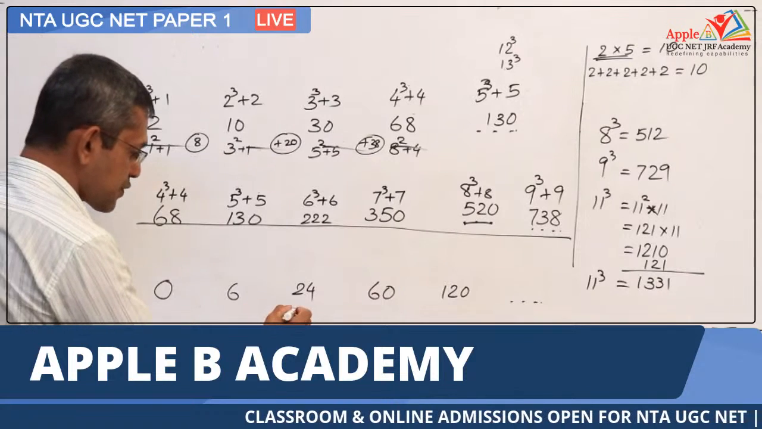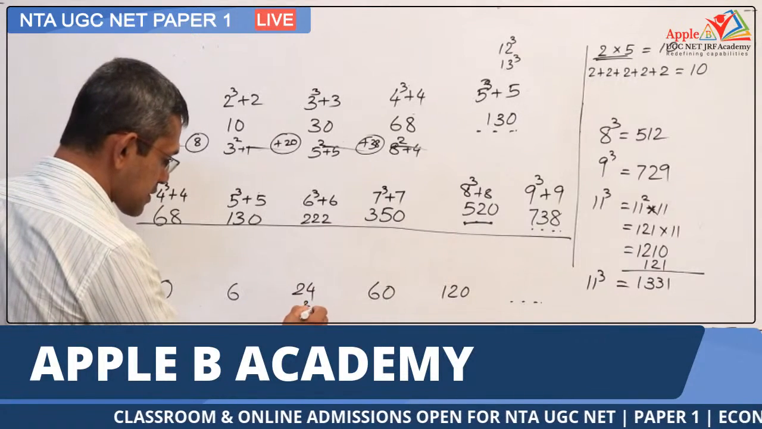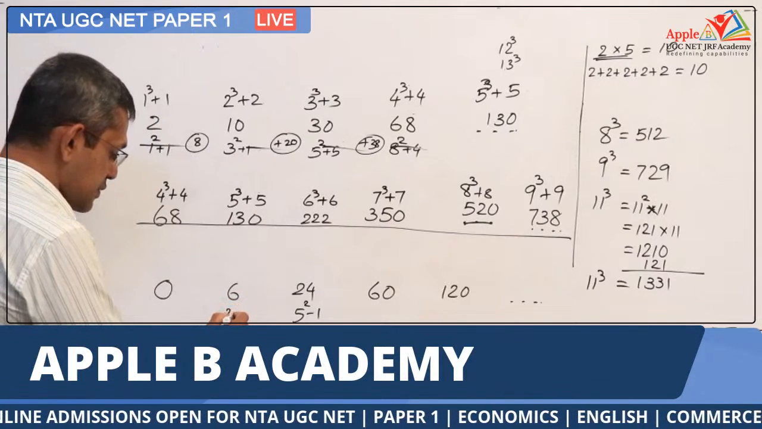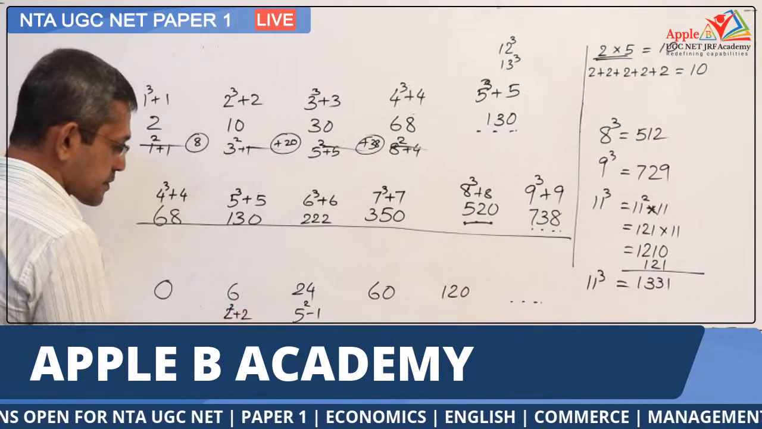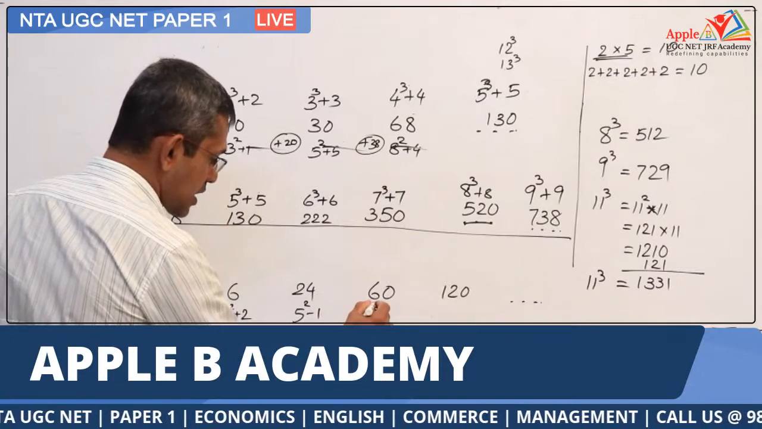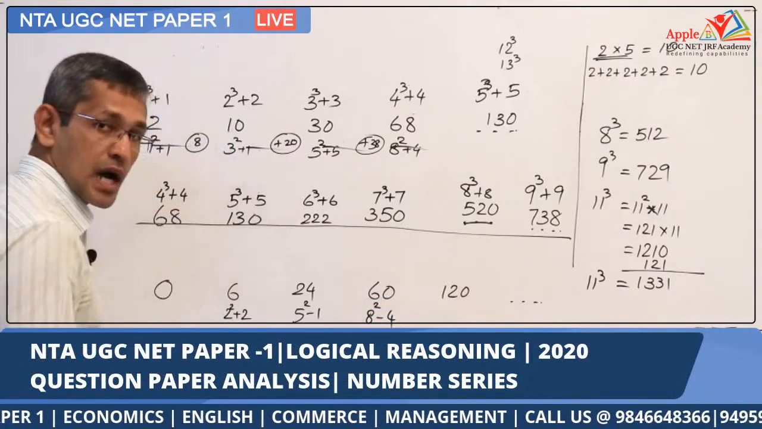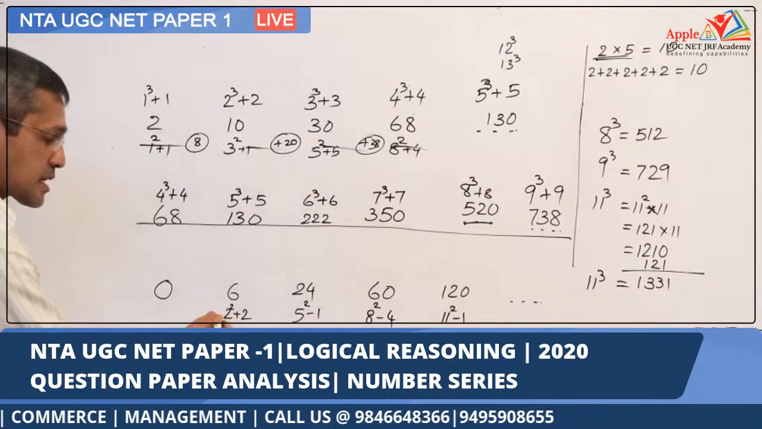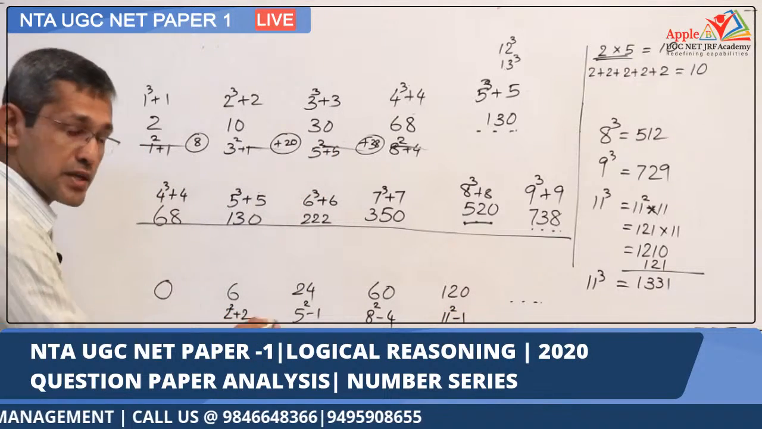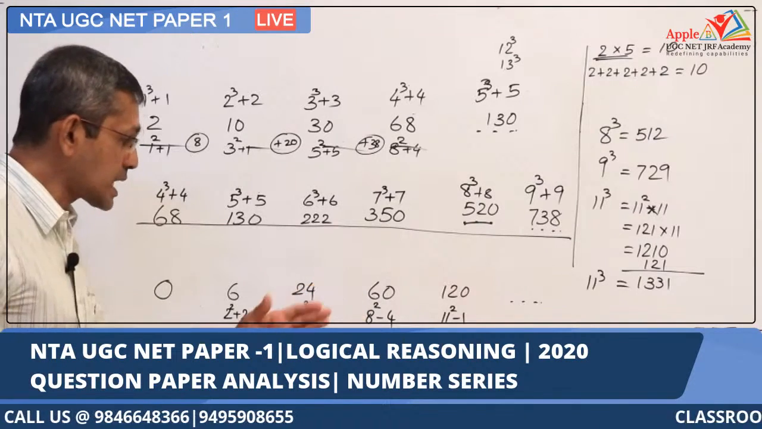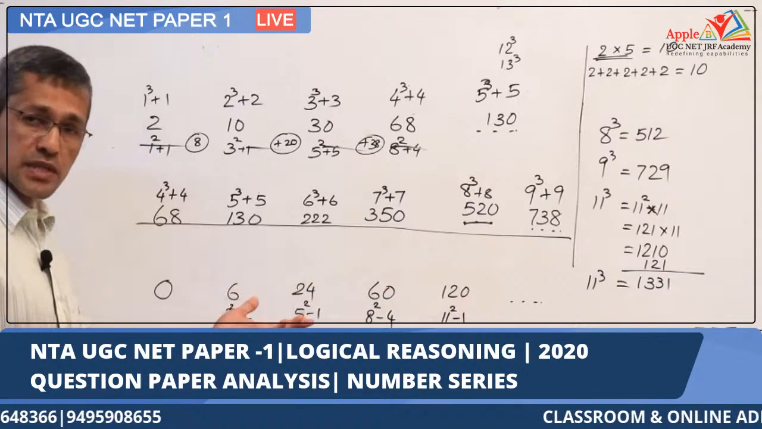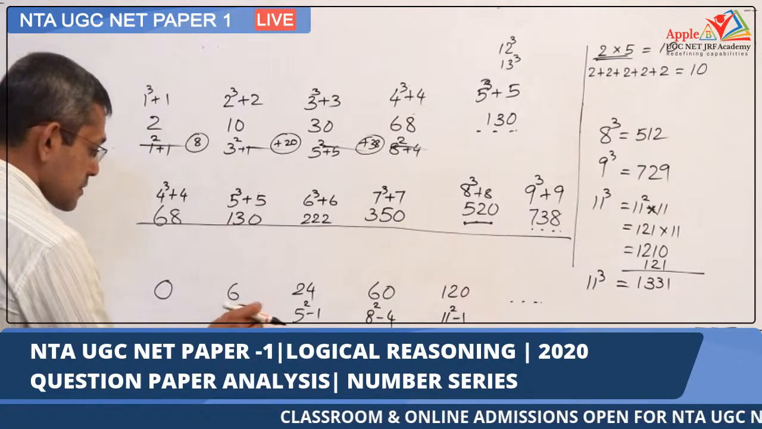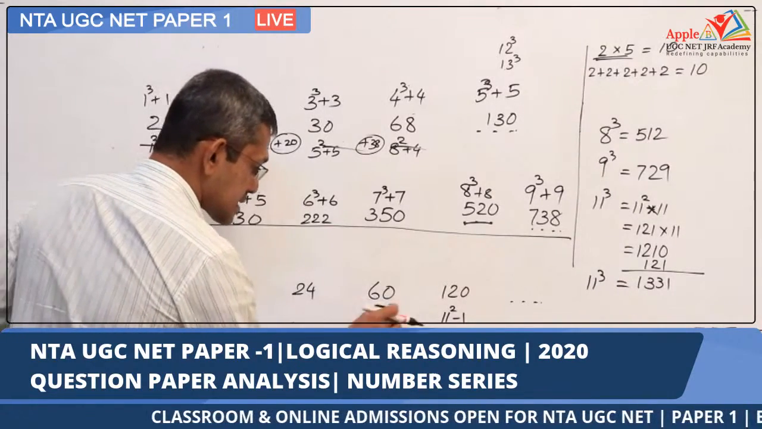Well, 24 at a glance, what I see, it's 5 square minus 1. And 6, the nearest square is 2 square. 2 square plus 2. And 60 means it's 8 square minus 4. 120 is 11 square minus 1. However, do we have a pattern here? It's 2 square plus 2, 5 square plus 1, 8 square minus 4, 11 square minus 1. You don't see the pattern. That's not a pattern at all. So anything else?